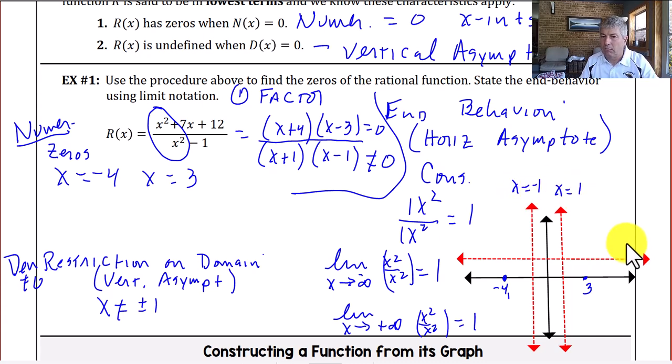A little bit of coincidence that these are all 1s, but that's easy to factor and numbers that are simple to work with.